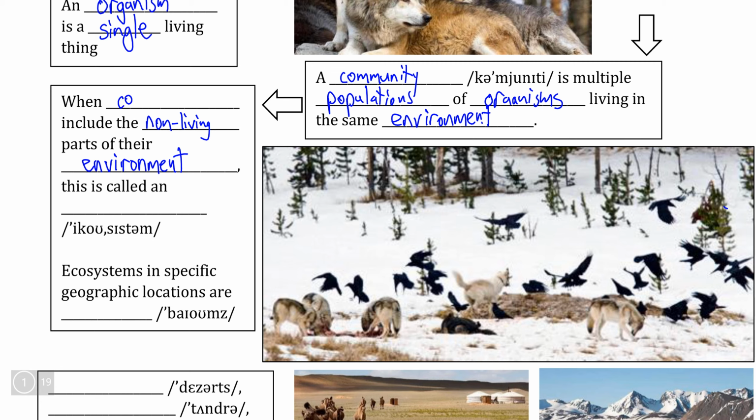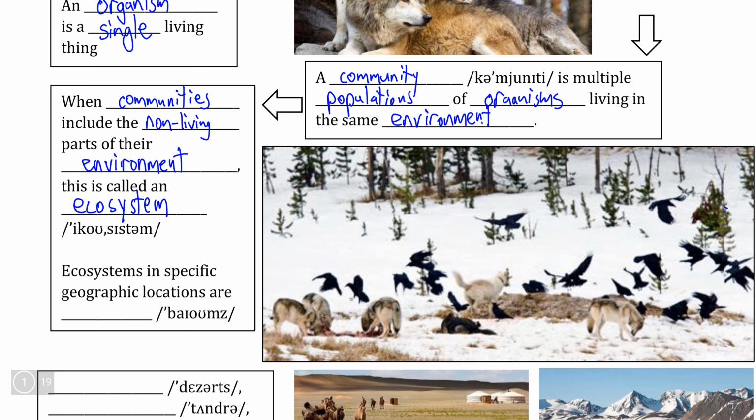So when we include all of the communities within a single environment, and when we group those together with the non-living components of the environment, this is what we call an ecosystem, because once again, all of the living components in this environment would not be able to survive and interact with each other if not for the non-living components.